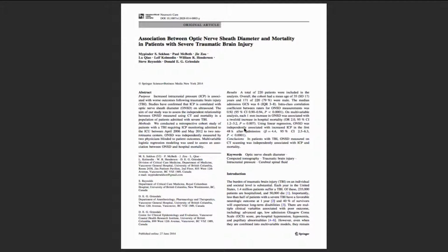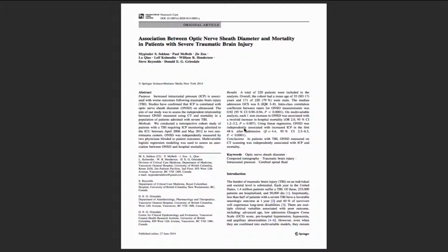The paper really wanted to evaluate if there was any type of independent relationship between optic nerve sheath diameter and mortality in patients with severe traumatic brain injury. They did a retrospective cohort study across about 6 years, looking at ICU patients at 2 different centers in British Columbia. These centers had faculty, fellows, and also ICU level specialists. And they had a couple of different data points. Most importantly, they used optic nerve sheath diameter measurements on CT scan to evaluate a correlation with the severity of traumatic brain injury by way of ICP monitoring.